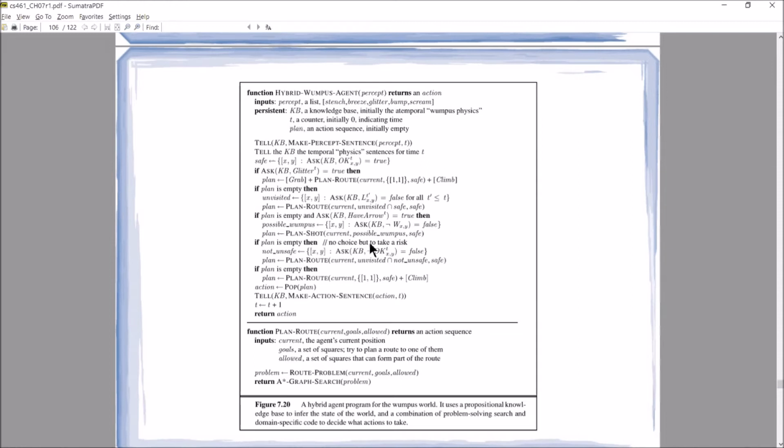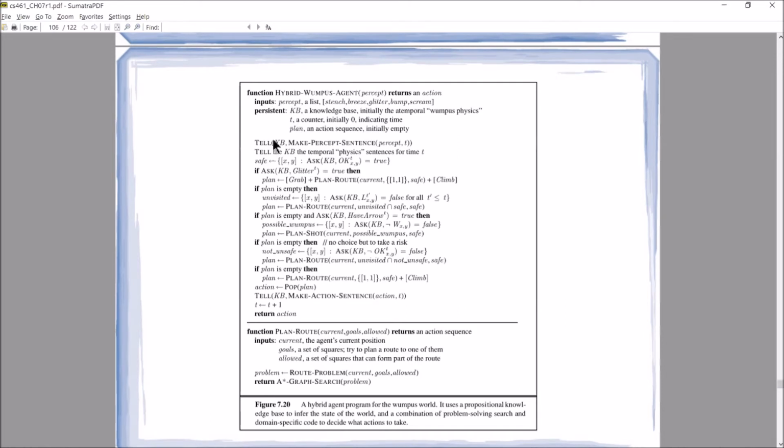I'll just point out a couple of things here to get you started. So, what's the input for this thing? A percept and an action that the agent should take within the game. So you've got percept, which is a list. Remember, it was going to be, was there a stench, was there a breeze, glitter, bump, scream. Remember, we were building a percept list. What's persistent? The knowledge base. It's got the atemporal Wumpus physics in there. You got a time counter, 0, and you got plan, which is an action sequence, which is initially empty, right? So that stuff's around in between calls to this function, right?